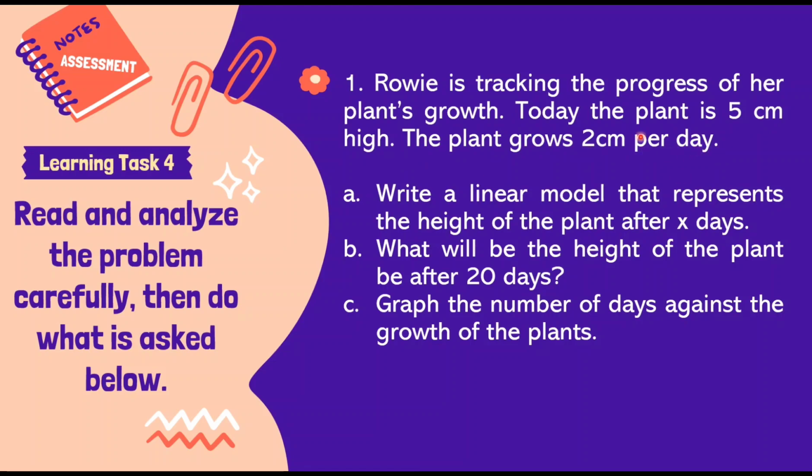So you need to analyze the problem, and you need to give what is asked on the problem. So for letter A, you need to write a linear model that represents the height of the plant after x days. So probably that is a linear equation. And then for letter B, what will be the height of the plant after 20 days? And then for the last one, you need to graph the number of days against the growth of the plant.